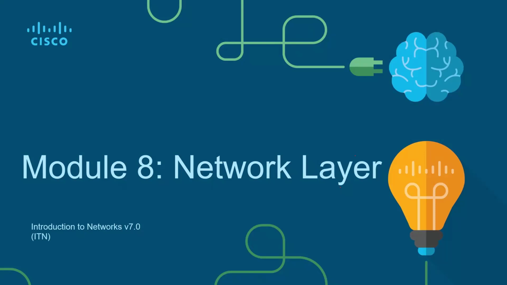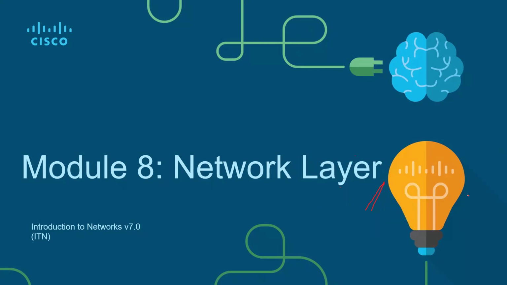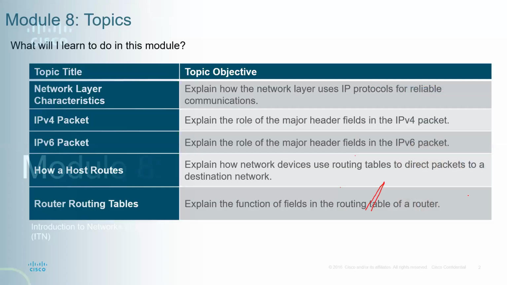Now, at the network layer, we're going to be dealing with layer 3 of the OSI model. In this layer, we're going to be looking at the device called the router. There's the router, and then there's a layer 3 router. Now, we're going to be looking at the characteristics of the network layer. We'll be looking at the IPv4 packet. We'll be looking at the IP.